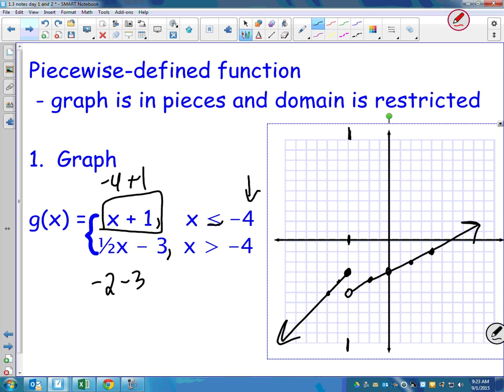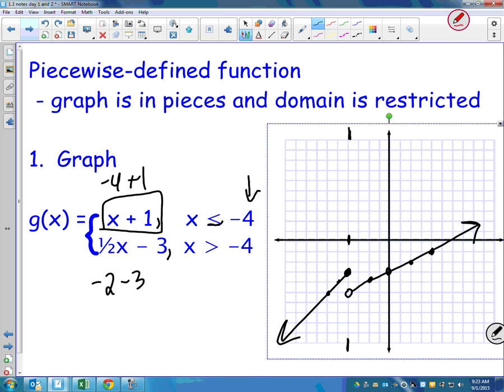Notice that it still passes the vertical line test because at that negative 4, one of them is filled in and one of them is open, which means it's still only touching it one time. That's why it's always like that. Questions about that? What would the domain of this be?